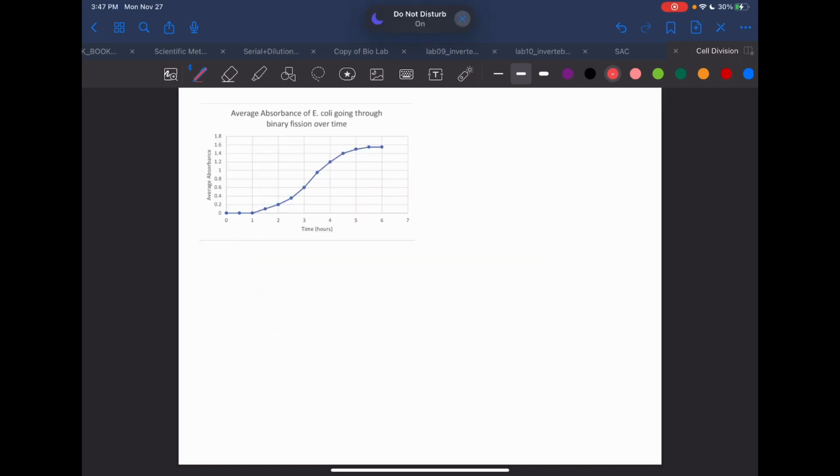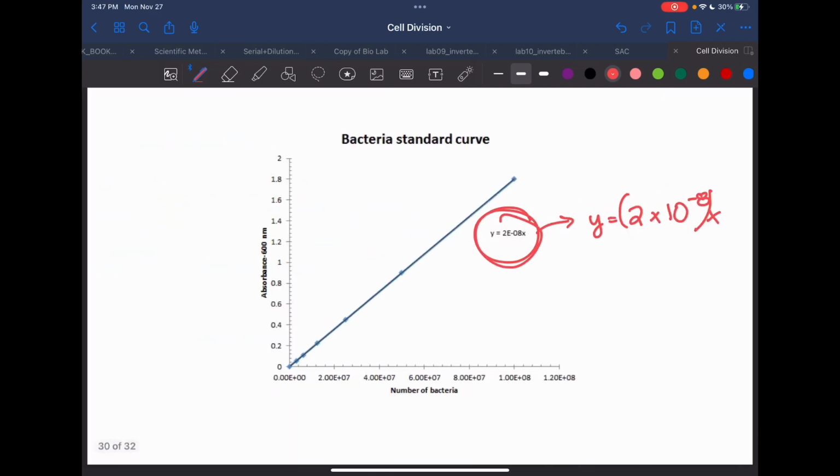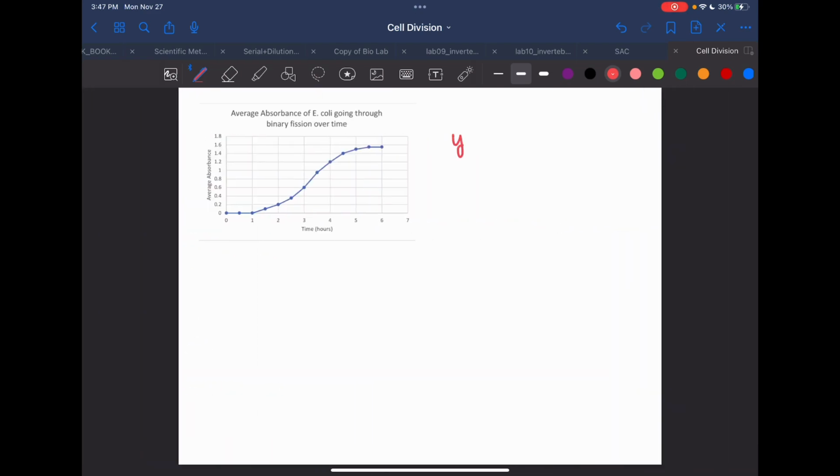Here's our pretend graph. Again, we're going to be using the equation from the previous page, which is this one. I'm just going to write it out. 2 times 10 to the negative 8 x. And I do put the parentheses on there just so I don't forget any of the numbers, right?